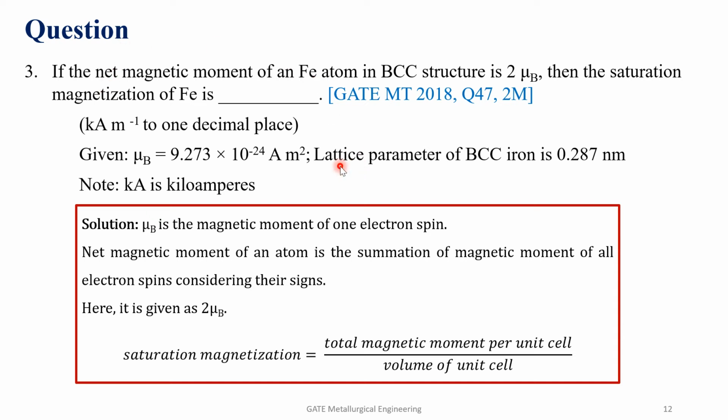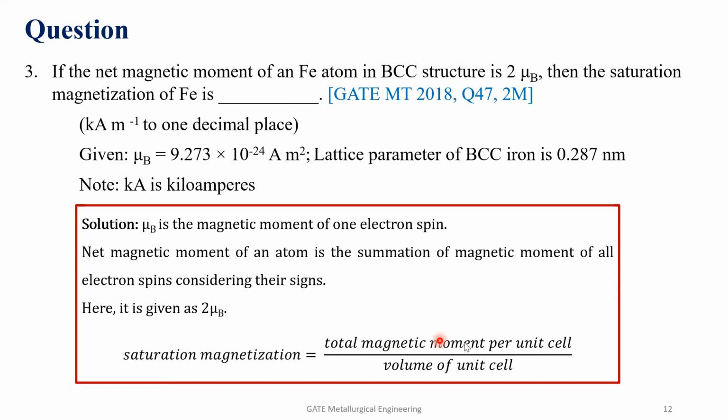So now you might be understanding why the lattice parameter is given. Using the lattice parameter, we can easily find the volume of the unit cell. And we have to find out the total magnetic moment per unit cell. Here, the magnetic moment of one atom is given as 2 times mu B. We know that in BCC structure, there are 2 atoms per unit cell.